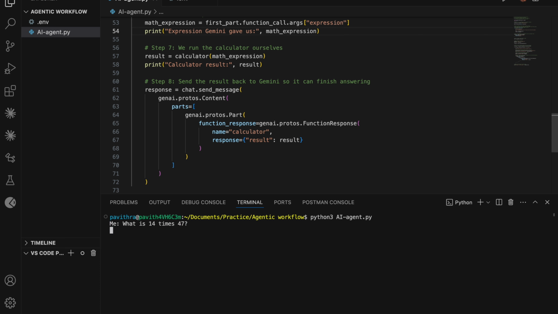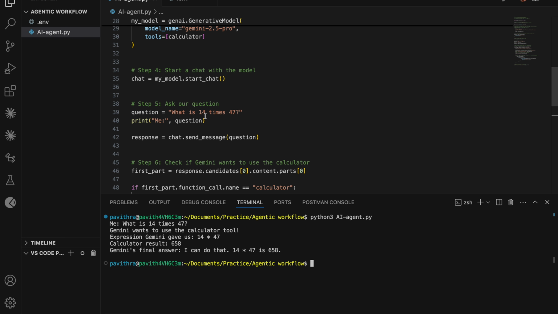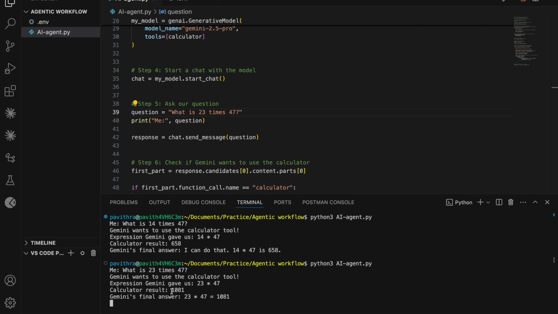So the user asks this question. Gemini wants to use a calculator. The expression has been made, which is multiplication, and we have an answer. Now if we go and give, like, what is 23 times... Not only this, it understands what the expression actually is, and it gives the exact answer.